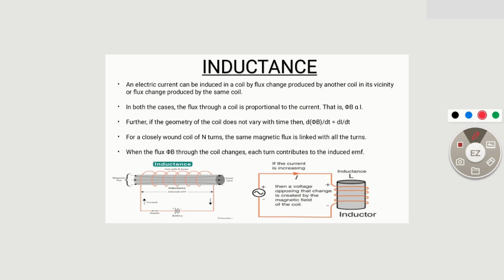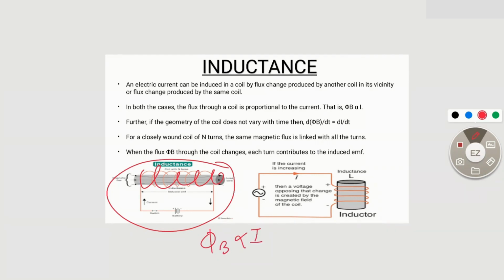In both cases, the flux linked through the coil is proportional to the current. So if we use an electromagnet, the flux linked with this coil is also directly proportional to the current flowing in the coil. Moreover, the flux linked through this coil would be dependent on the current changes in this coil. So the flux linked with the inductor is also directly proportional to current.